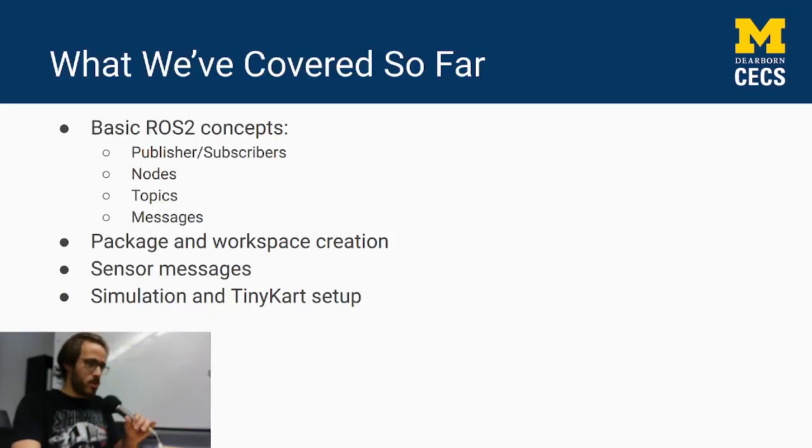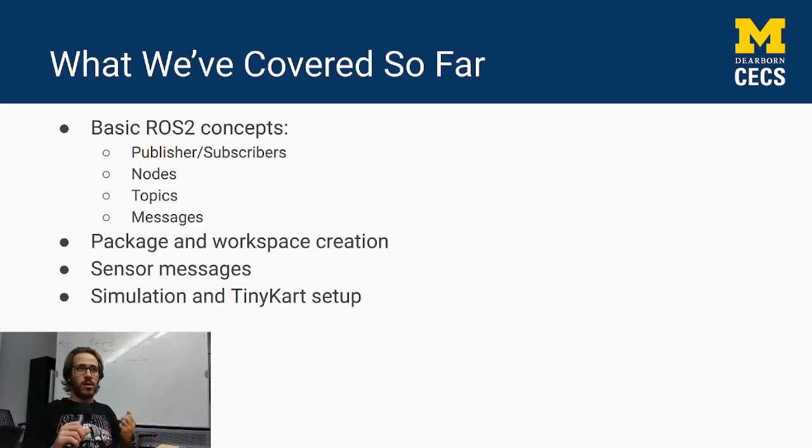So what we've covered so far, we've covered some basic ROS2 concepts, like publisher subscribers, nodes, topics, messages, sensor messages, things of that nature, package and node creation, and of course simulation, tiny cart setup. And you can see those in the previous recorded videos that should be on YouTube at this point. So today what we're going to be talking about is another way for nodes to communicate, which is via a reply and response, or request and response model.